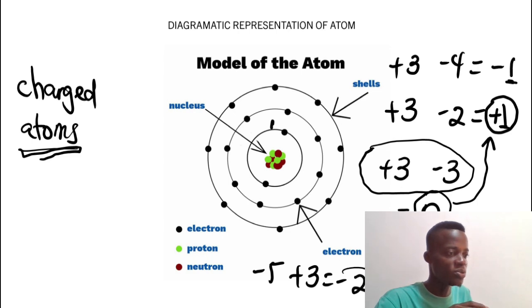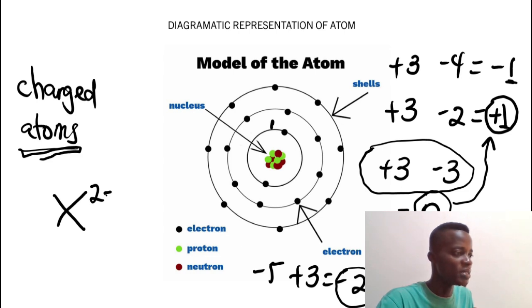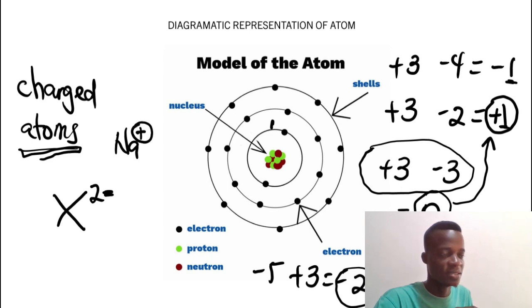Mostly, if you have an atom, we'll be putting this number here. So you'll be seeing species written as X to the power 2 minus. We will say negative 2, but when we are representing them, the charge comes second, after the number. So you have examples like Na plus, this is sodium plus. If it is 1, we don't write the 1. We should normally have written it like 1 plus, but because it's 1, we don't write it. We just say Na plus.